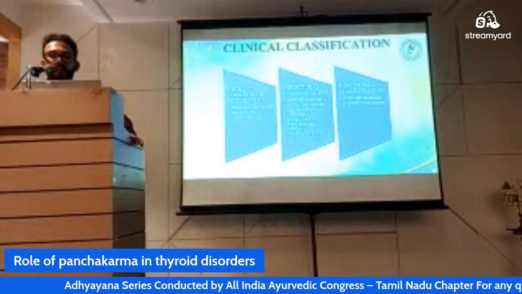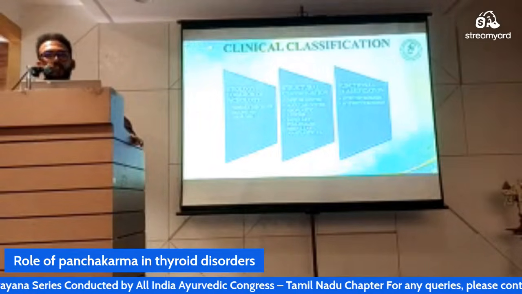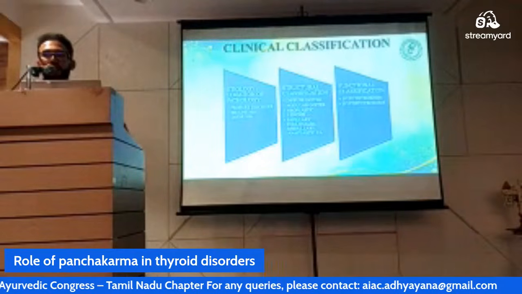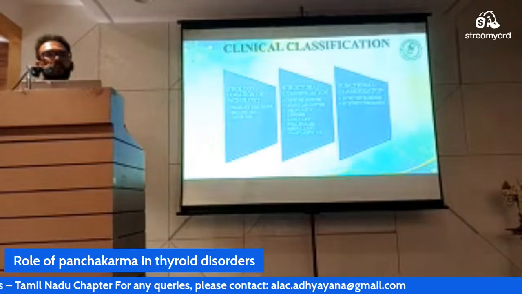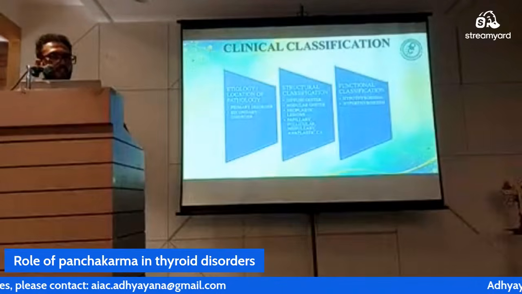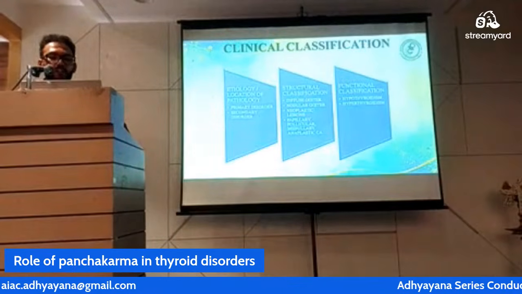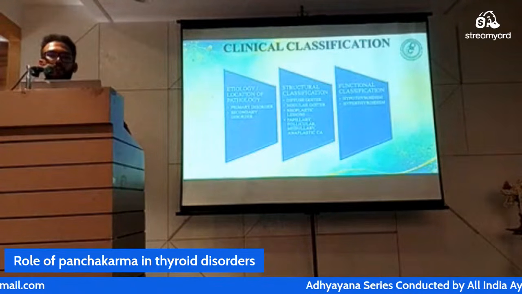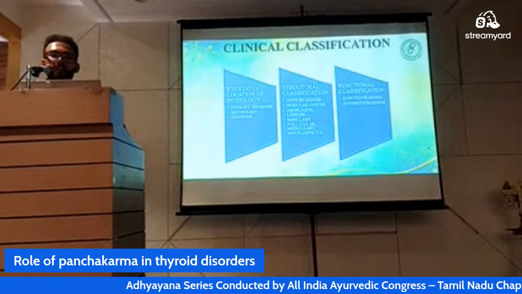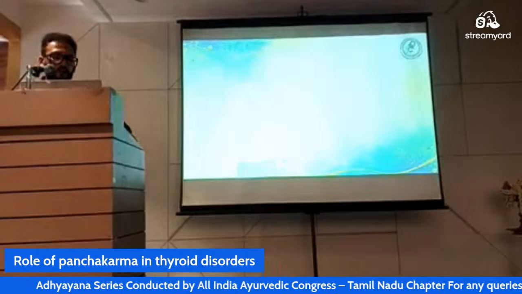Coming to the clinical classification, I have classified this into three forms. One is based on etiology, that is the Nidana. Based on the causes, we have primary disorders and secondary disorders, which I will come to in detail. Structural classification: we have diffuse goiter, nodular goiter as well as carcinoma. Functional classification: we have hypothyroidism and hyperthyroidism.